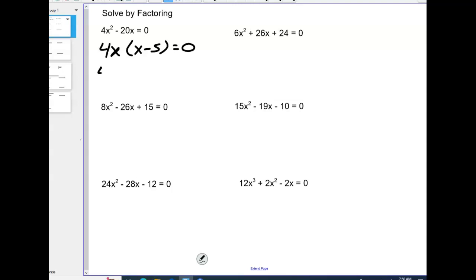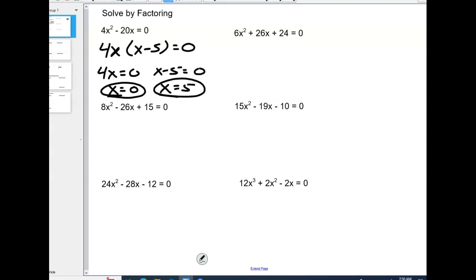Now, with solving, you do have to set both terms equal to 0. This becomes x equals 0. This becomes x equals 5. And that is your answer. But please make no mistake about it. You can have factoring where you just take the GCF out and that is it.